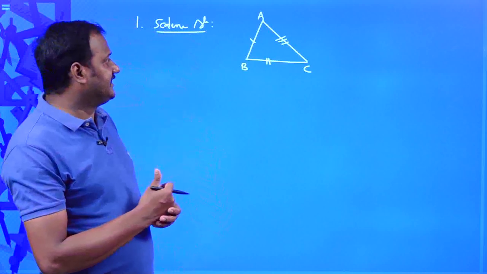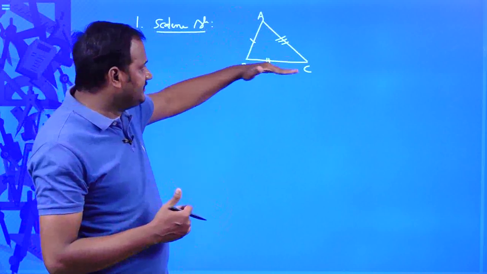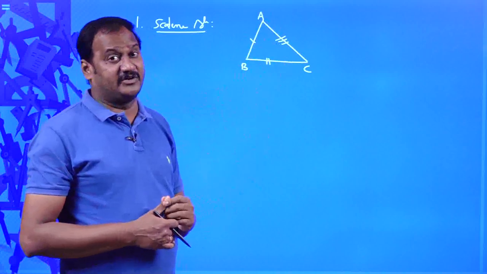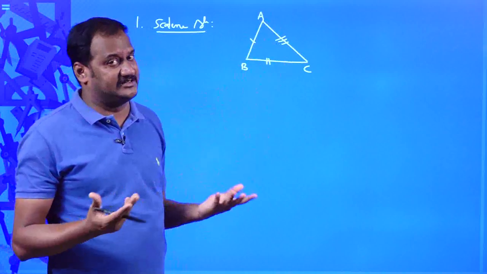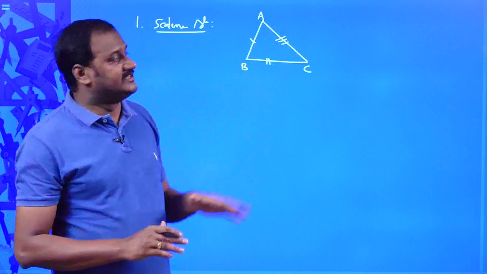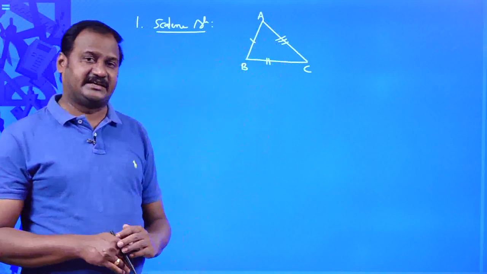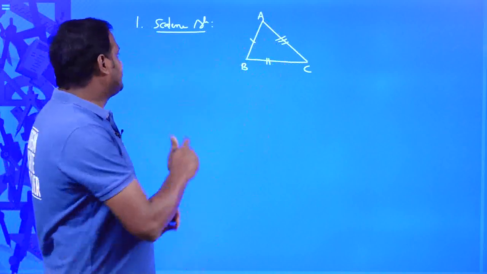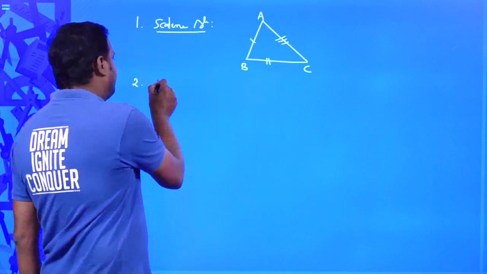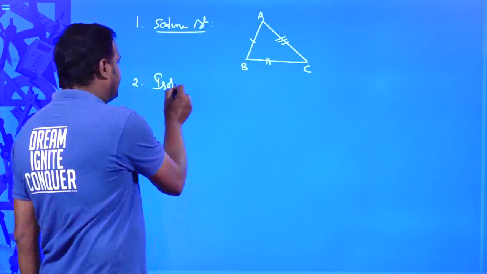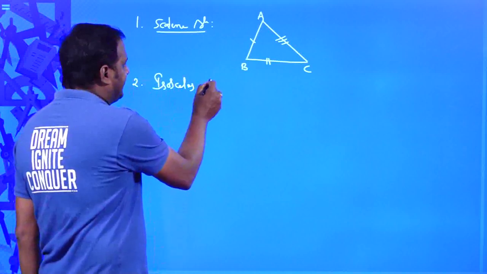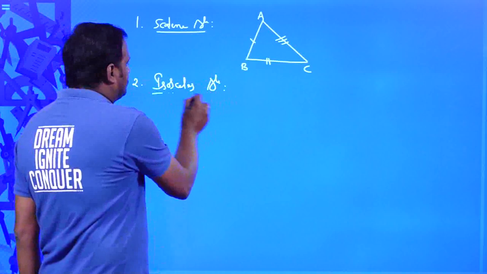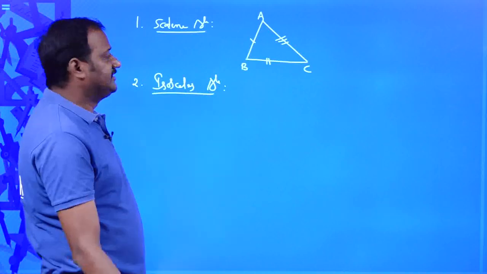And in a scalene triangle, of course, AB not equal to BC not equal to AC. And what about the angles? Obviously, the angles are also not the same, right. So, then the triangle is said to be a scalene triangle. And coming to the second triangle, what is the second triangle? Isosceles triangle. So, what do you mean by isosceles triangle?